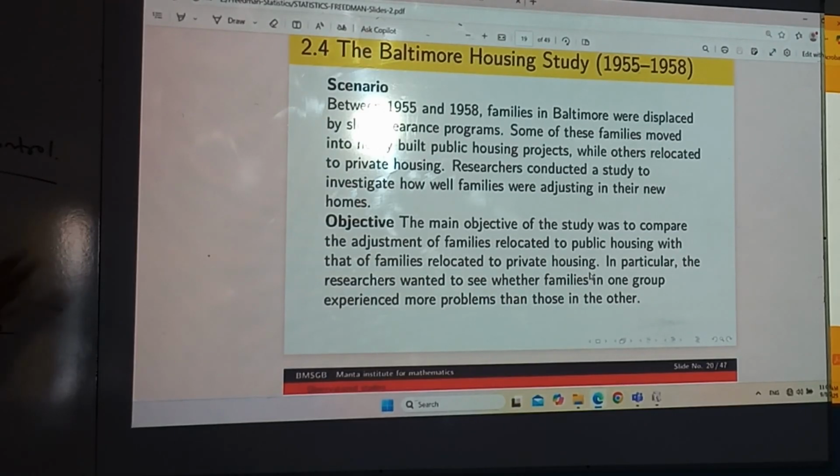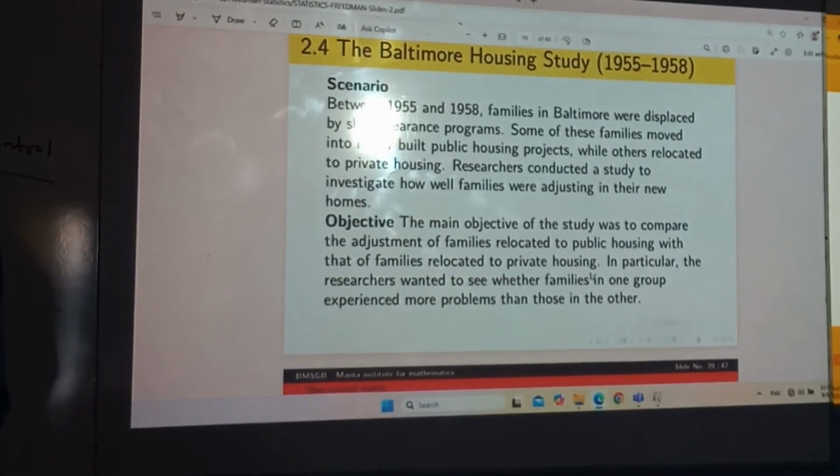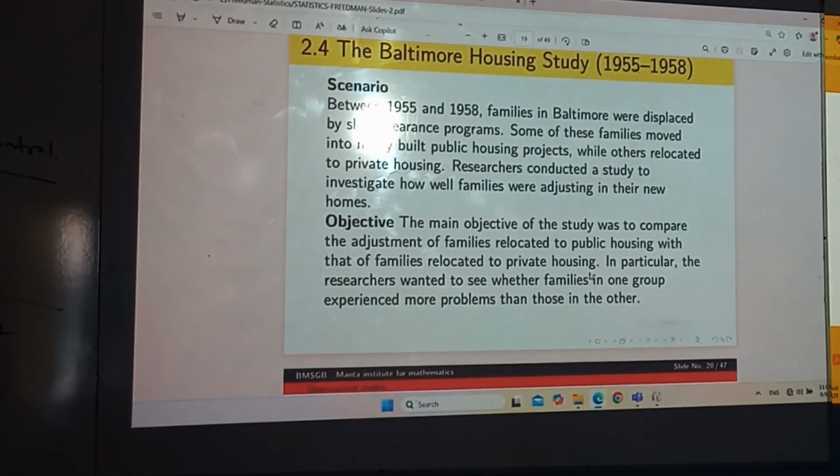So like in Sri Lanka, they also had slums. They wanted to clear them. So some of these families were moved into houses the government built. Some of the people moved into their own new houses. Right. Some of these families moved into newly built public housing projects while others relocated to private housing.